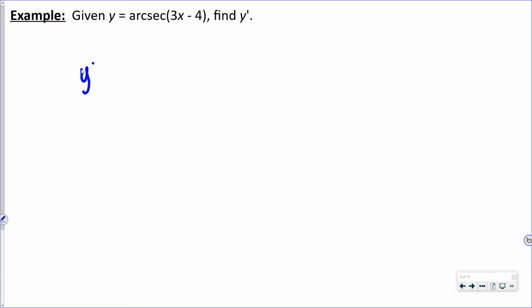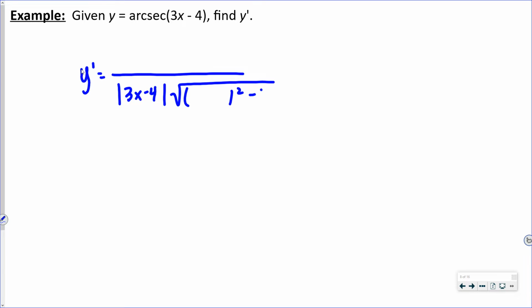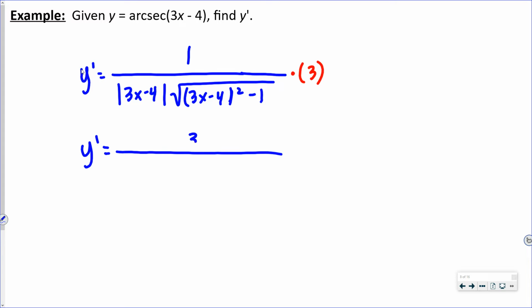Okie doke. I know the derivative is 1 over the absolute value of x, where x is what I'm taking the secant of, my argument, which is 3x minus 4, times the square root of (3x minus 4) squared minus 1. That's all in my denominator. Chain rule times the derivative of the inside, which is just 3. Obviously, multiply that 3 in the numerator.